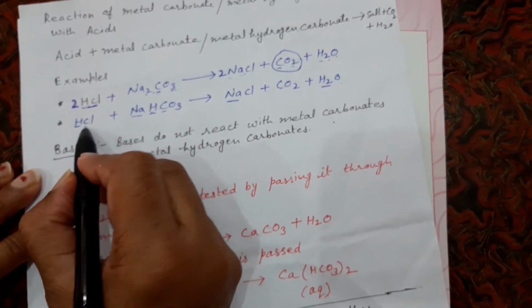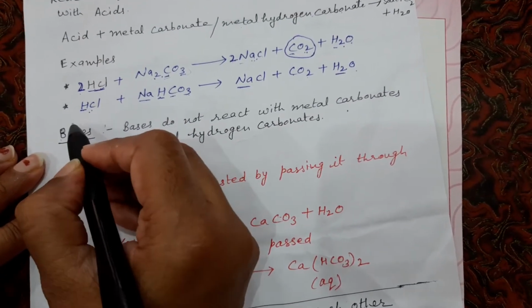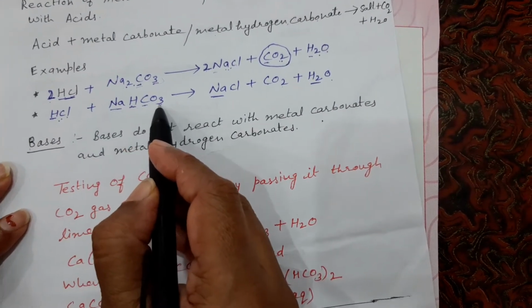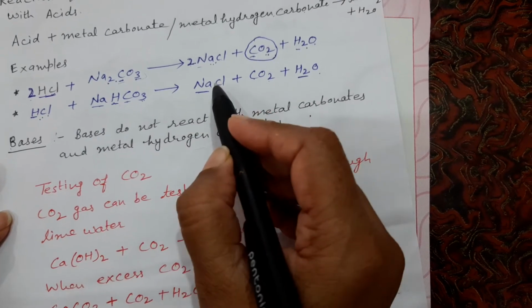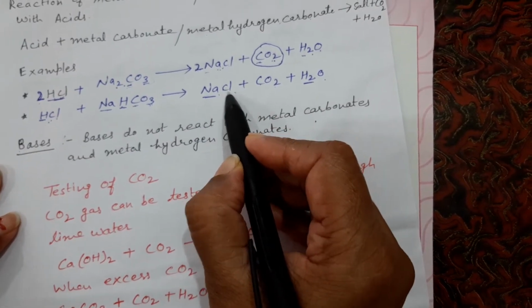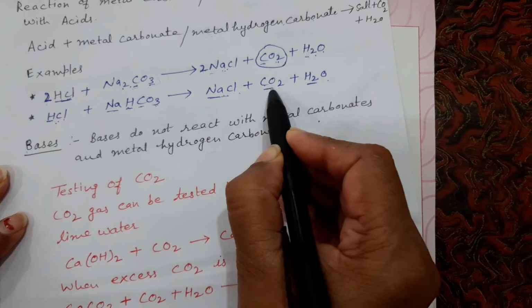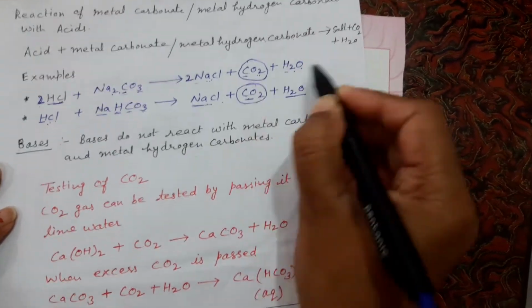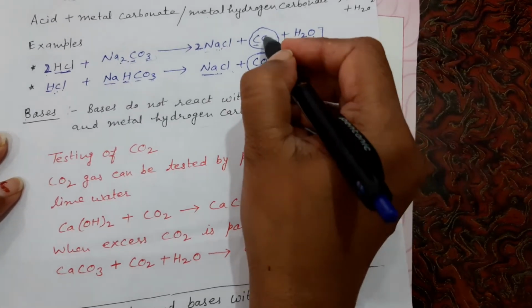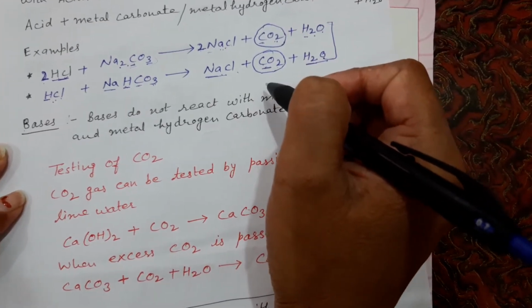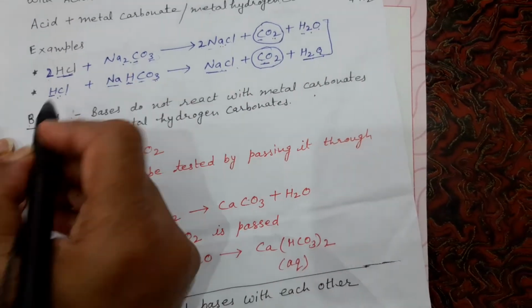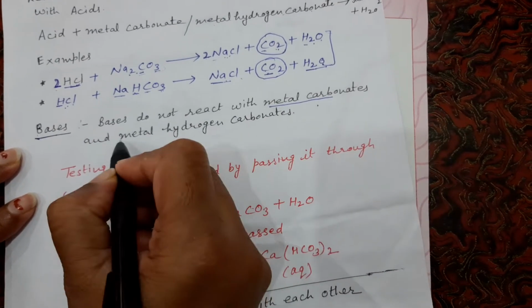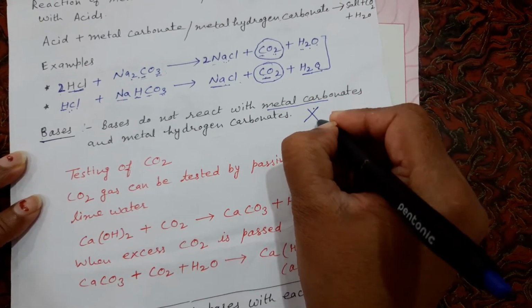It means when an acid, hydrochloric acid and acids in general, react with sodium hydrogen carbonate, they form sodium chloride, salt, carbon dioxide gas, and water. It means in both reactions carbon dioxide is released. Now bases. Bases do not react with metal carbonates and metal hydrogen carbonates, no reaction.